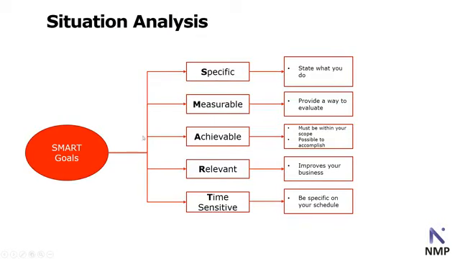So the SMART goals, the word SMART derives from the acronyms of specific, what you want to do; measurable, which provides a way to evaluate your goals; achievable, it must be within your scope, or your company scope, possible to accomplish as well; relevant, it has to improve your business. We don't just set goals just to set them. There's no point. Time sensitive, be specific on your schedule. So SMART: specific, measurable, achievable, relevant, time sensitive.